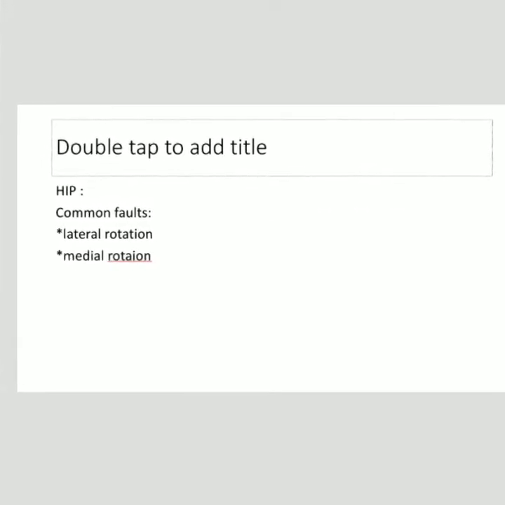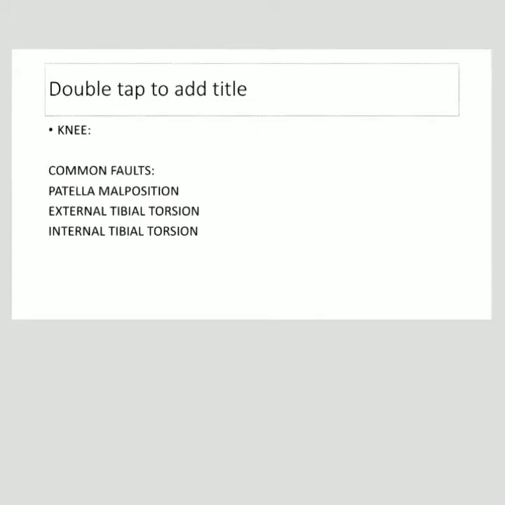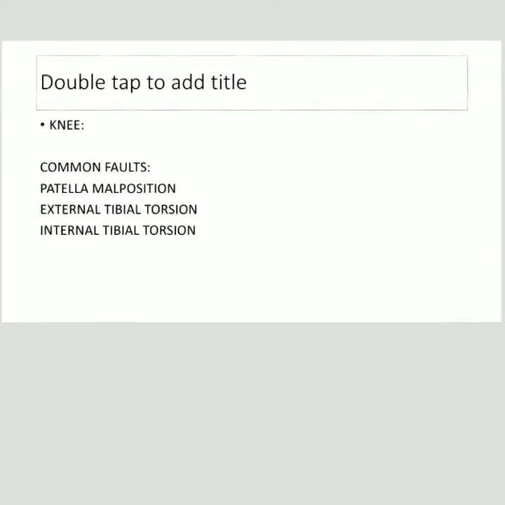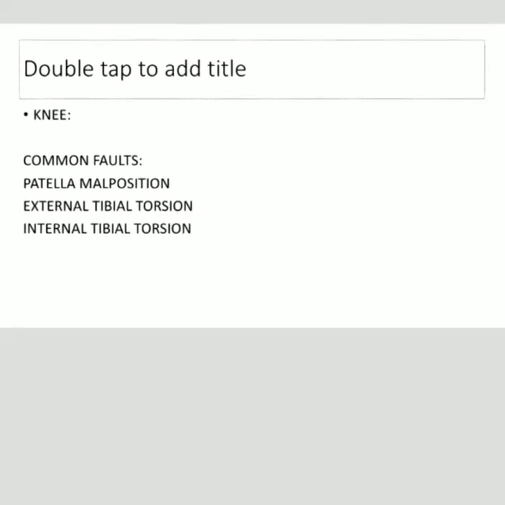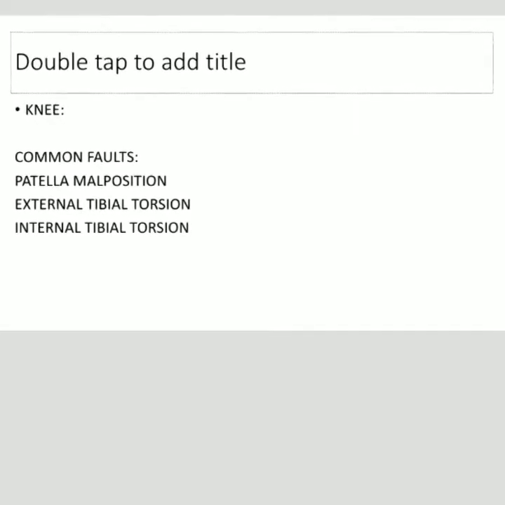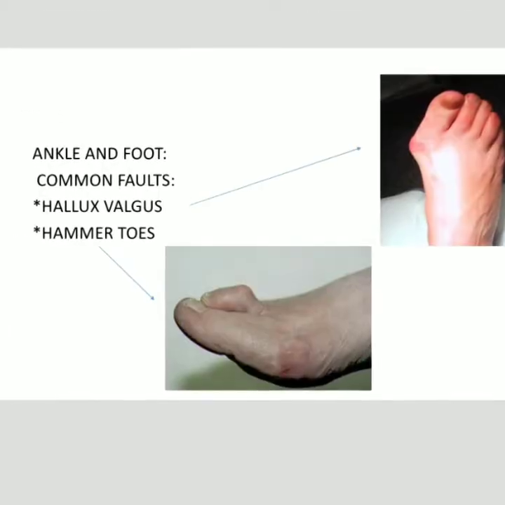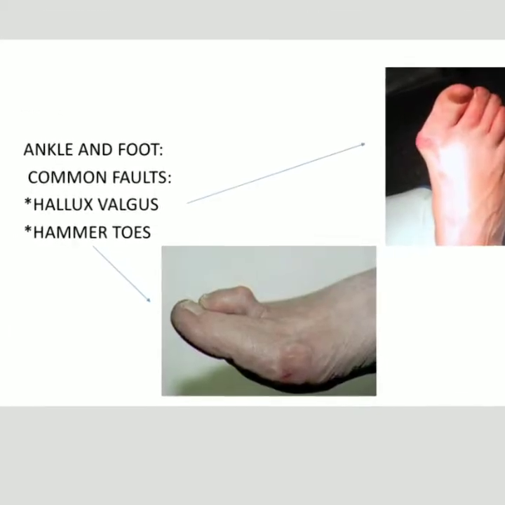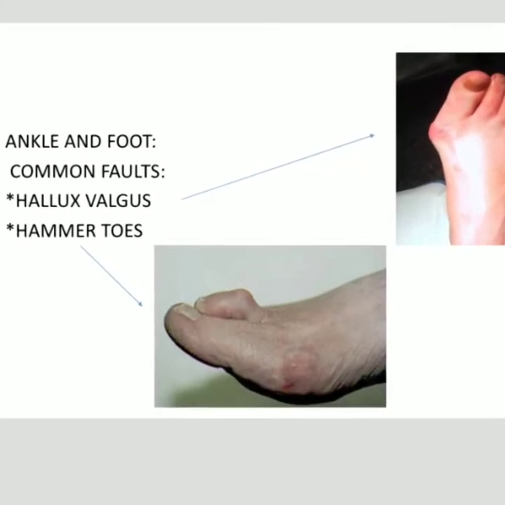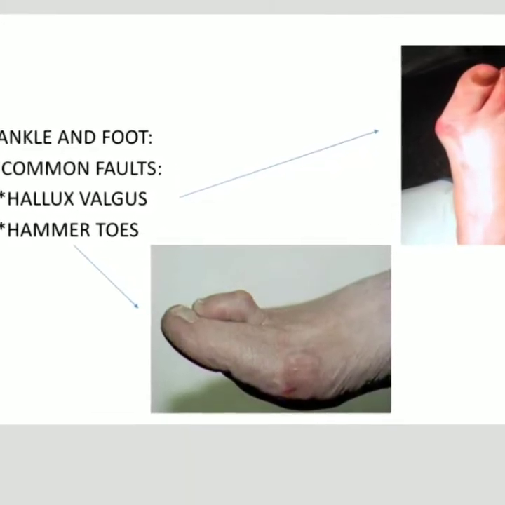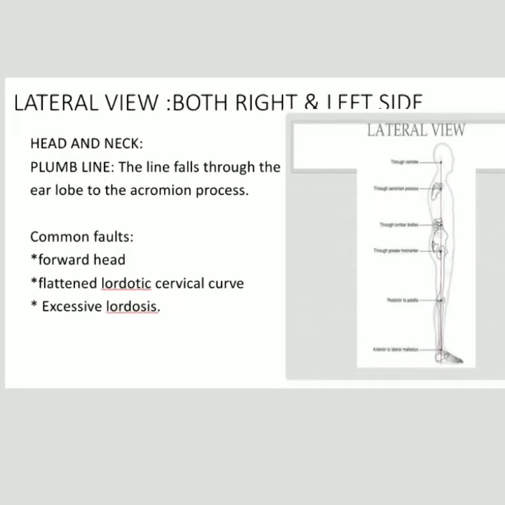Then comes the knee, common faults. For the knee, common faults are patellar malposition, external tibial torsion and internal tibial torsion. Then for the ankle and foot, common faults are hallux valgus and hammer toes. In the picture you can clearly see them. Then comes the lateral view, for both right and left.